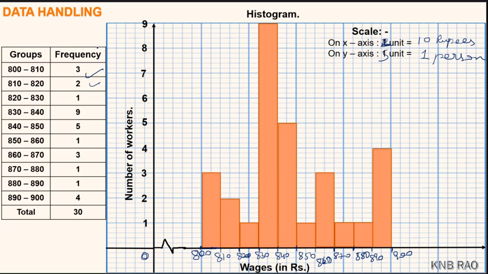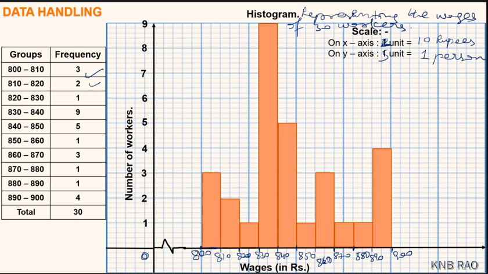Here I can give the histogram a title: histogram representing the wages of 30 workers. That's it. This way I can name it. So this is how we title the histogram. Now we will go for the last question given in this exercise.